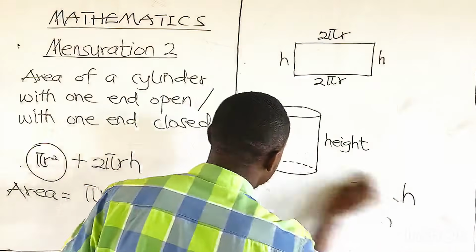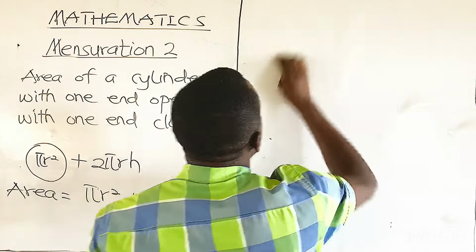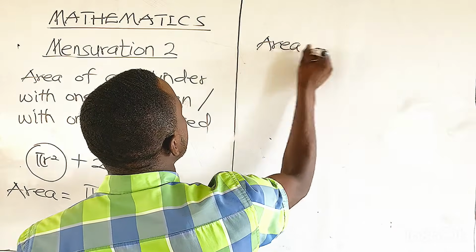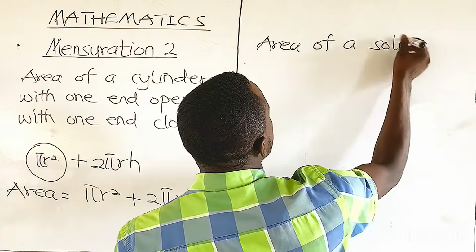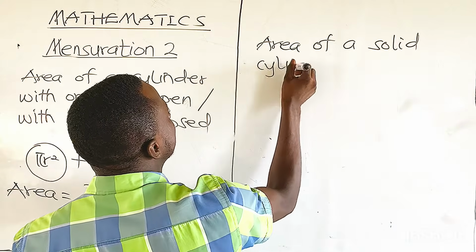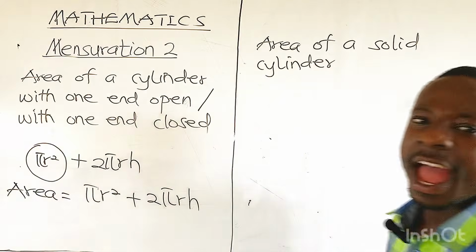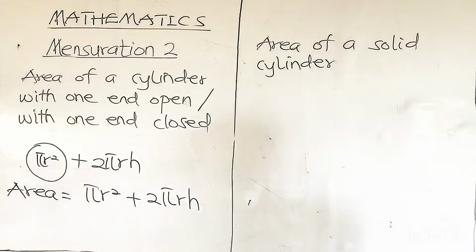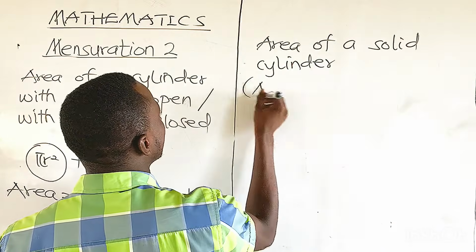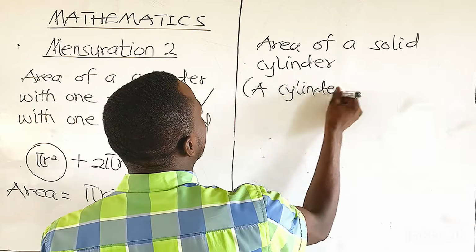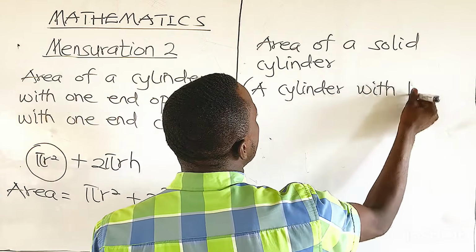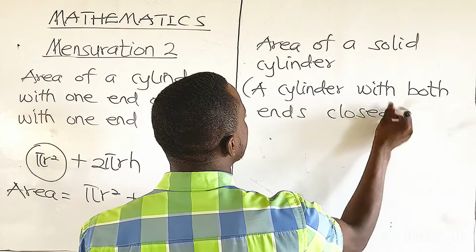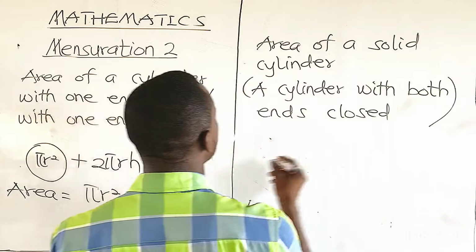Now, the last one we are going to look at is the area of a solid cylinder. Every solid cylinder has both ends closed. So we can say that it's a cylinder with both ends closed.